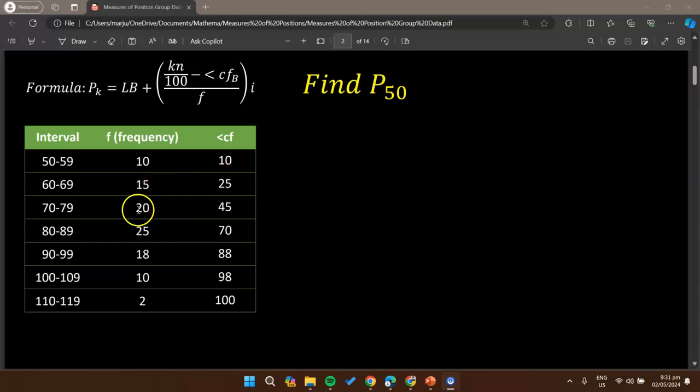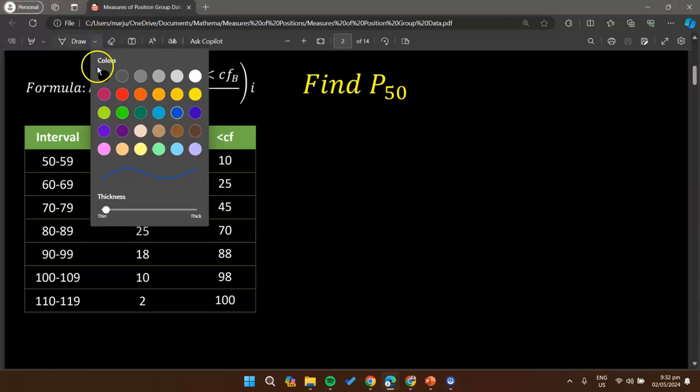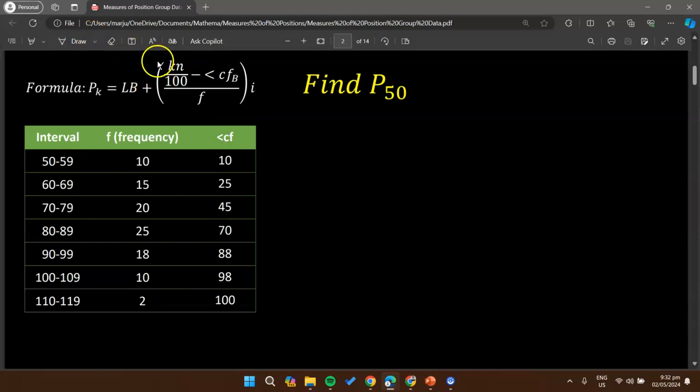So 25 plus 20, that's 45. 45 plus 25, that is 70. 70 plus 18, that's 88. 88 plus 10, that's 98. And 98 plus 2, that is 100. So that is how we identify the less than cumulative frequency. Now, why is this important? This is important because we are going to make use of this CF to find our median or our class interval.